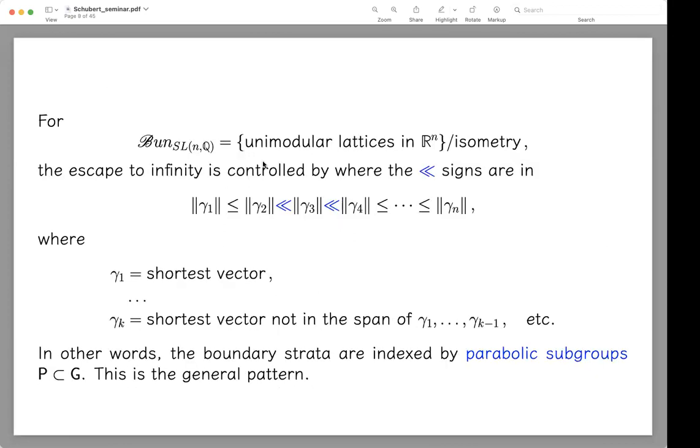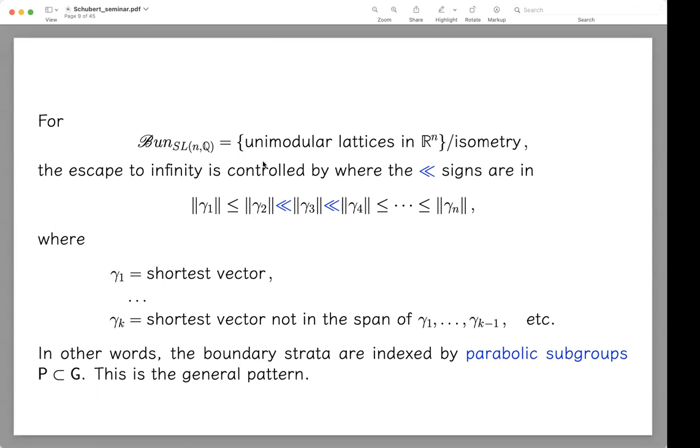And as I said already before, the space is non-compact. Concretely, going back to SL_n over Q, so unimodular lattices up to isometry, if the lattice is of rank two, then the way it's going to degenerate is that the shortest vector will become very short. But if I have a rank n lattice, then the way it's going to degenerate is that if I choose the shortest vector, then the next shortest not in the span of the first one, and so on and so forth, then the difference in the norm between some of them would become very, very large.